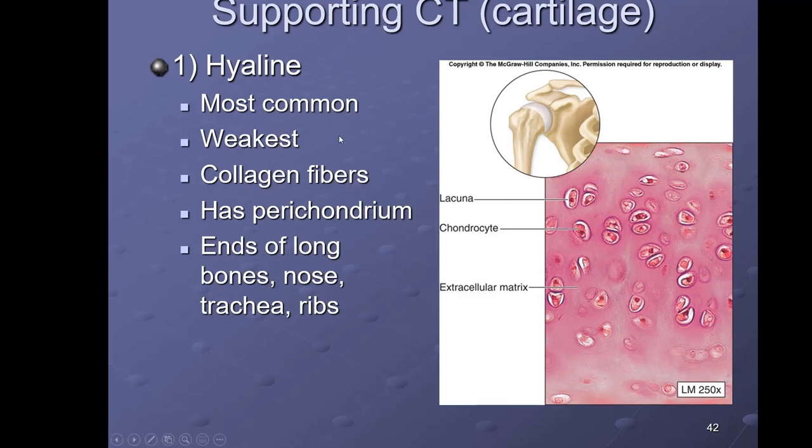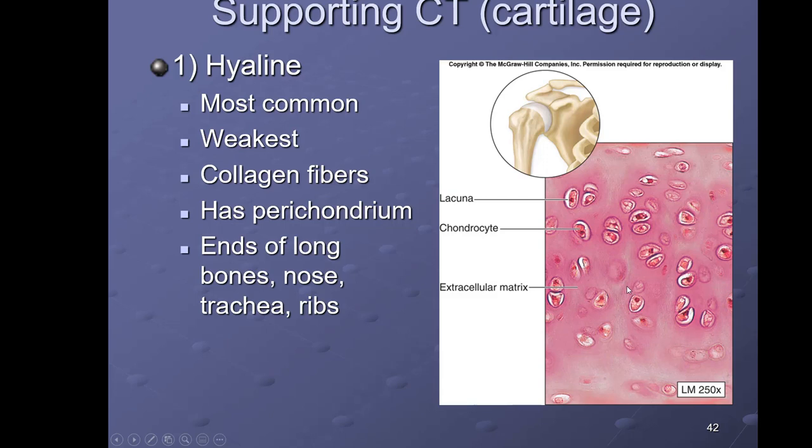It's common. It's also the weakest. It has collagen fibers, but they don't show up in the microscope slides. Has a perichondrium. It's found a lot of different places. So some in the nose, some on the ends of bones, like in joints, where bones meet other bones. You need a little bit of cushion there. That's hyaline cartilage. The trachea has some hyaline cartilage. The ribs have some hyaline cartilage where they meet with the sternum. So what you're seeing in this picture is these cells are called chondrocytes, and they're lying in little spaces called lacunae.